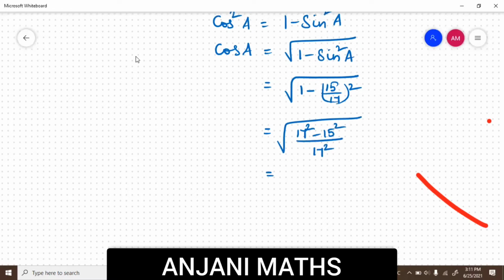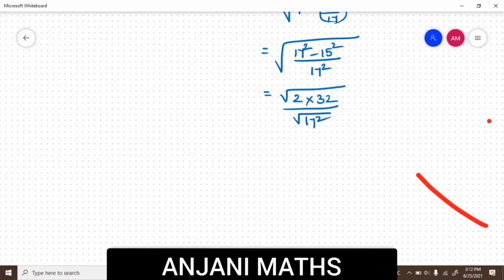That equals square root of, what is A square minus B square? A minus B into A plus B. So 17 minus 15 is 2 into 17 plus 15 is 32 by square root of 17 square. What is root 64? It's nothing but 8. So here we got 8 by 17. So cos A is equal to 8 by 17 if sin A is equal to 15 by 17. Is it clear? Okay.